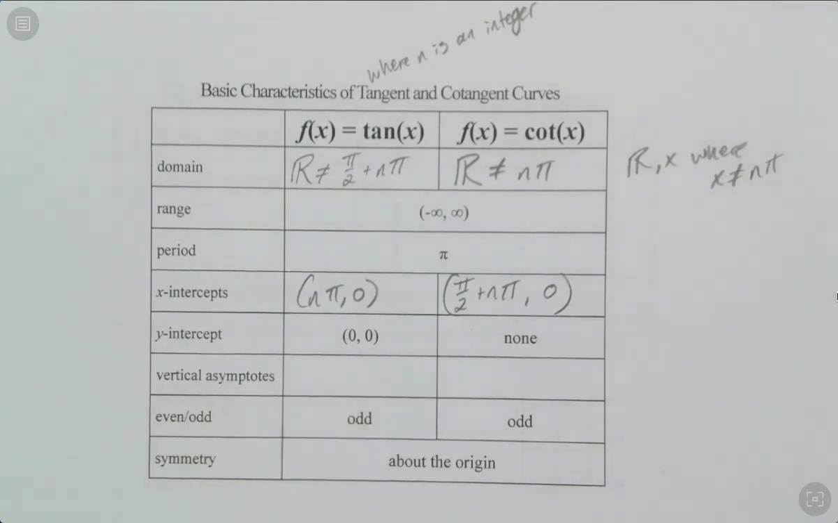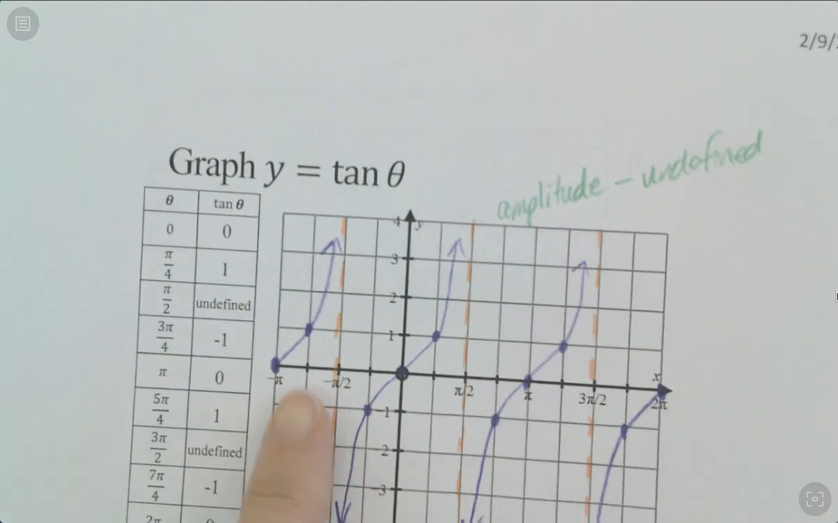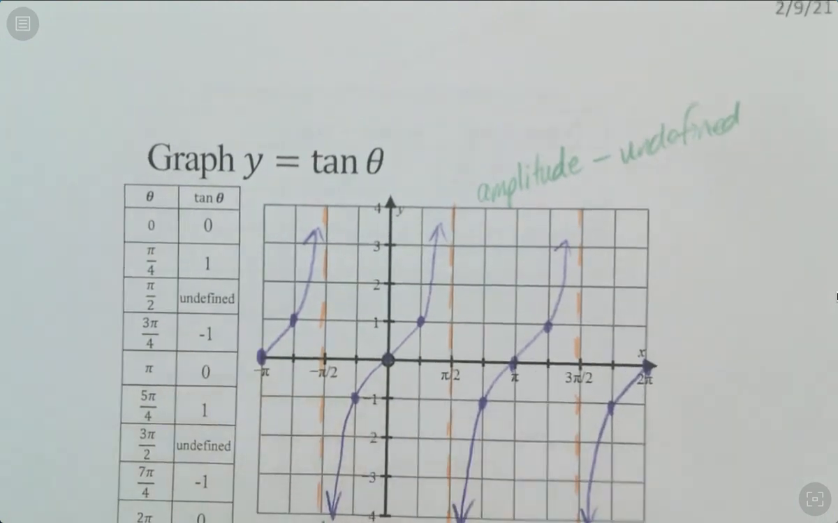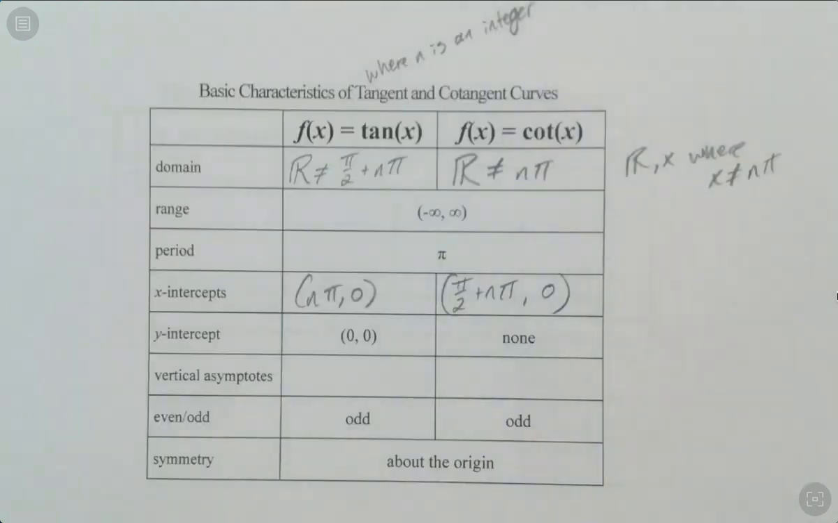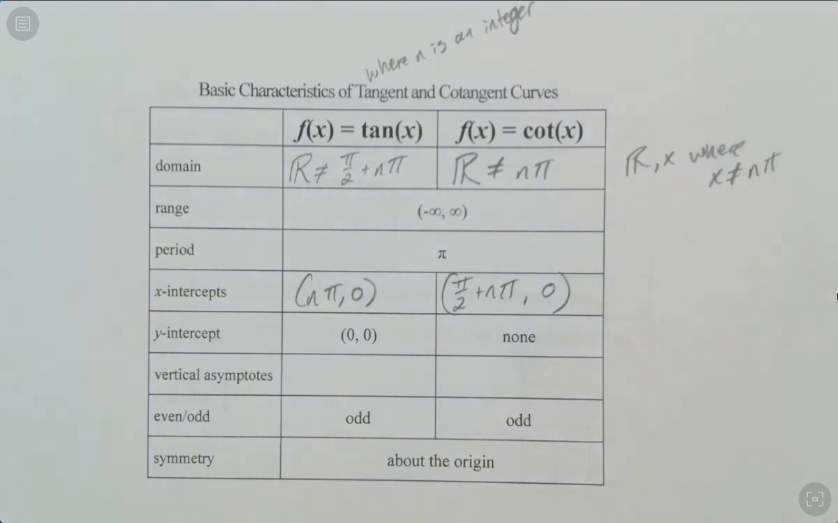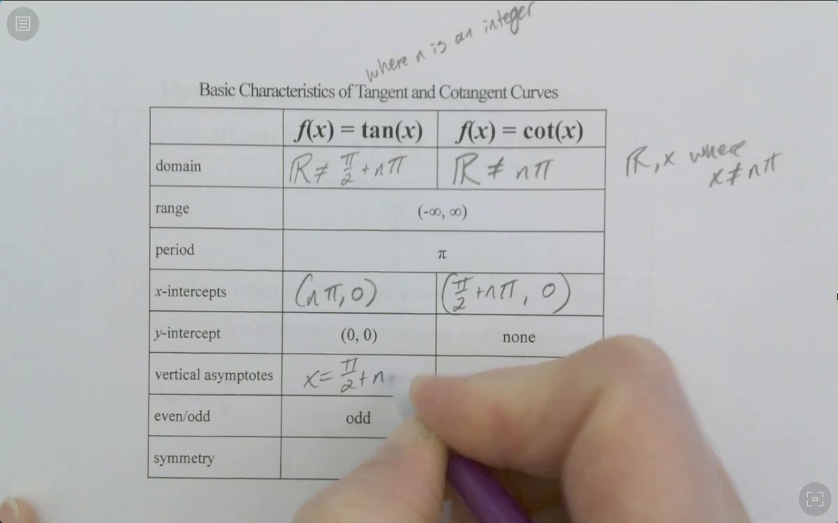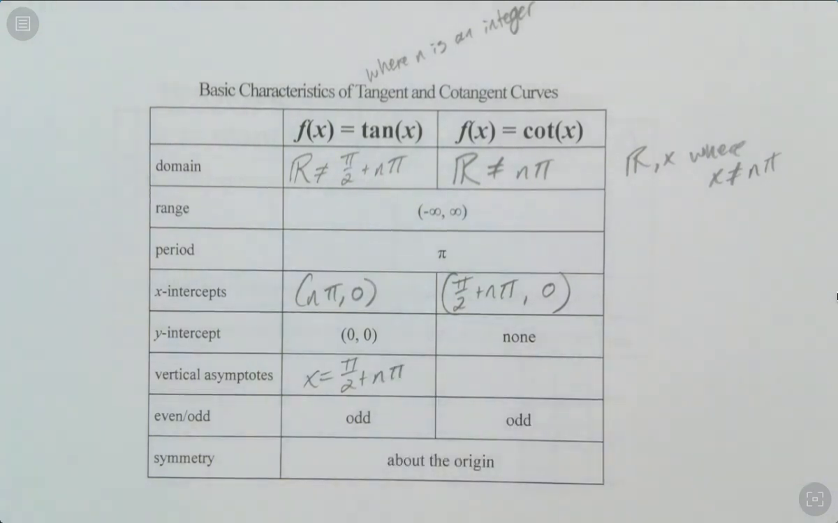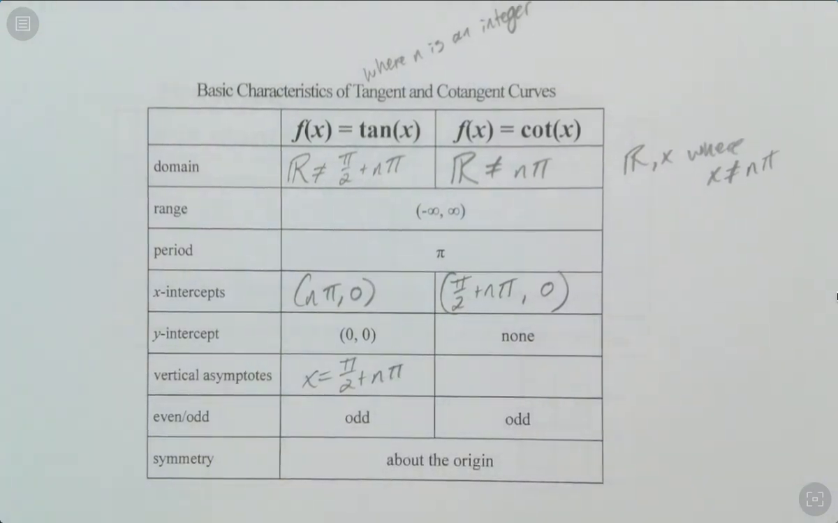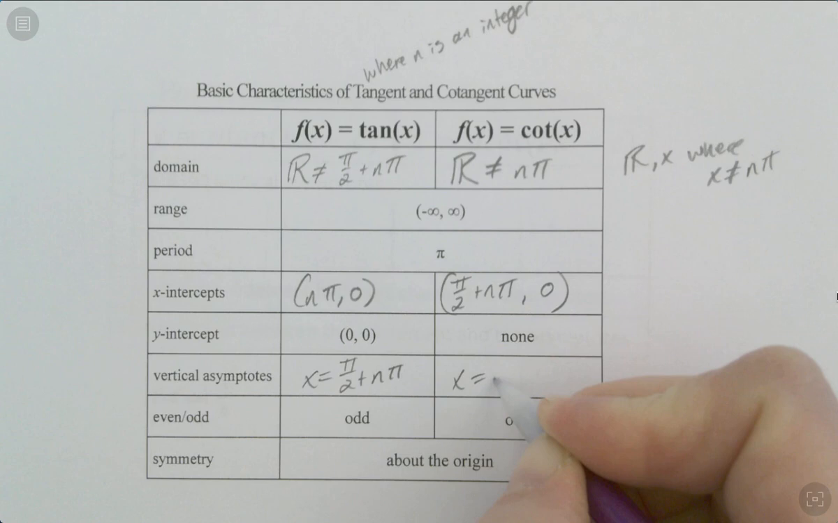You already did that, basically, right? Because we were saying that the domain is everything except where your asymptotes are. So for our asymptotes, we can just say where x equals pi over 2 plus n pi. And then for the cotangent function, it's 0 plus n pi.